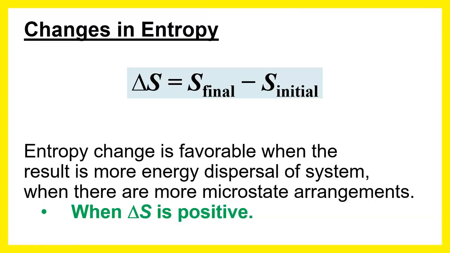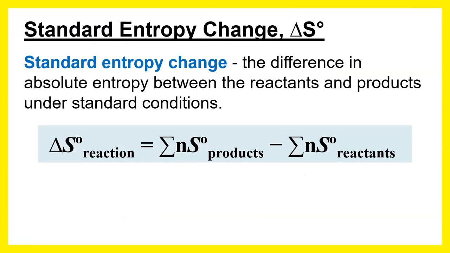So we can calculate delta S just like we calculate everything else, right? Final minus initial. Even though entropy is a weird concept, it still can be calculated in this very simple idea of final minus initial. So the standard entropy change is going to be the difference in our entropies when we're under those standard conditions. Remember, that's typically 25 degrees. But in theory, you should always be checking your data table to see what temperature those values are given at, but 25 is typical.